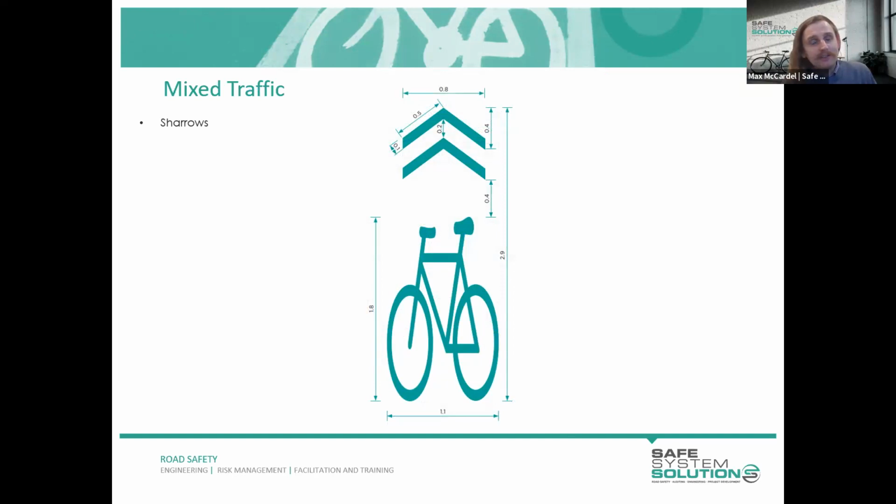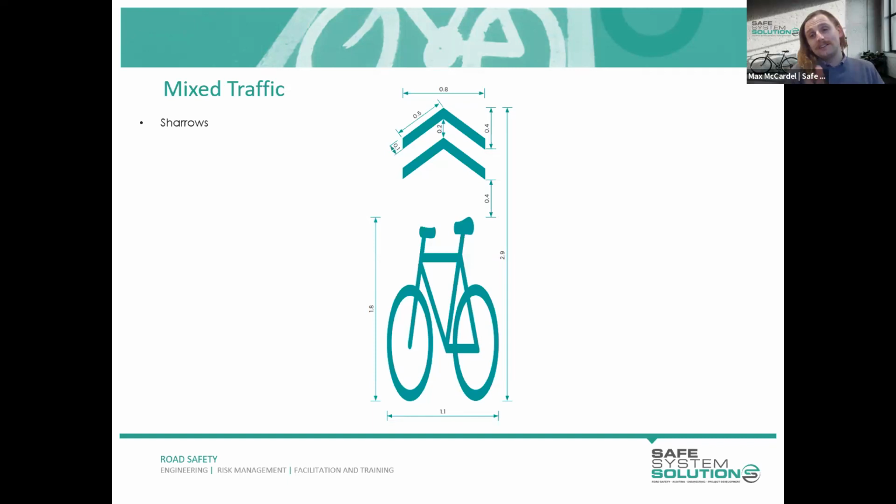Here's those sharrows in a little bit more detail. So just a stencil of how those might look. You may have seen them out on the network already and not been 100% sure what they are doing. My mum actually called me the other month and said that a few were installed just in her local area where I grew up, and she didn't know what they meant. So she called and asked me, which was lovely. But yes, they are communicating that it is a shared space now.